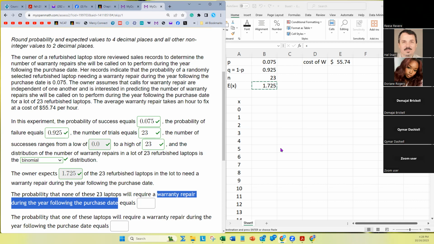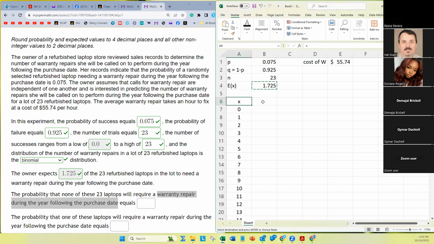In this problem, warranty repair is the variable X, right? And we want to know whether that blue phrase X is 0. None means 0, right? So we're looking for this probability here. I cannot say that word today. I got a really bad migraine.